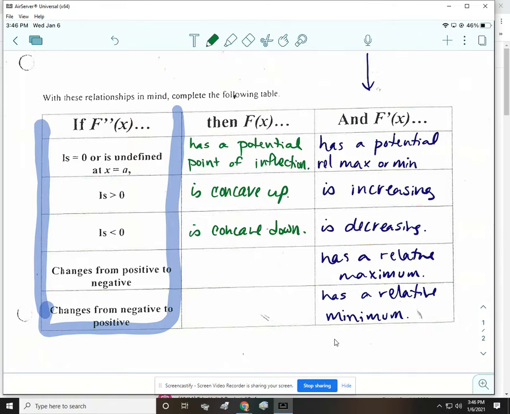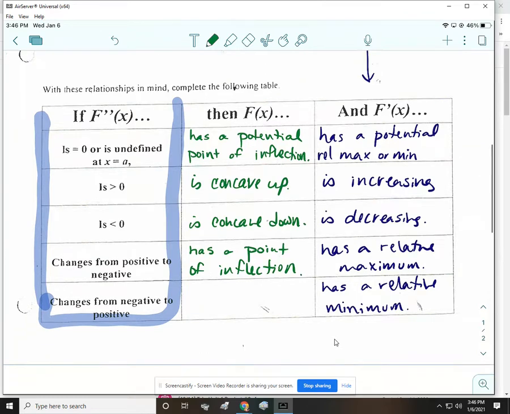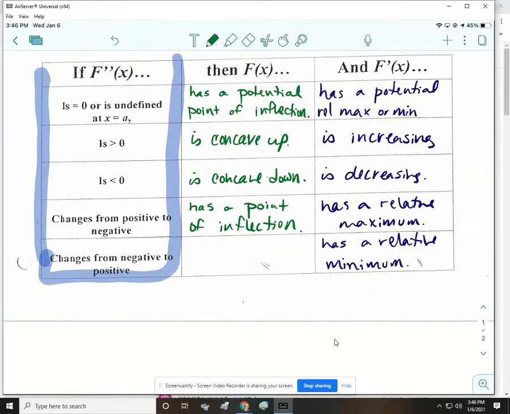If the second derivative changes from positive to negative, that means that the function is changing from concave up to concave down. That means that there is a point of inflection there. So it has a point of inflection. And then same thing on changing from negative to positive. Still changes concavity, still has a point of inflection.